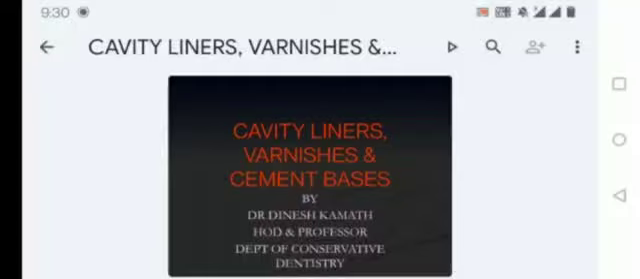Today's class will be on cavity liners, varnishes and cement bases. These are collectively called pulp protecting agents. What are the causes for pulpal irritation?